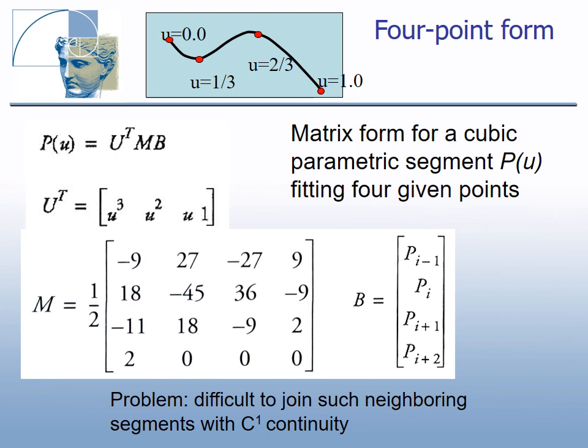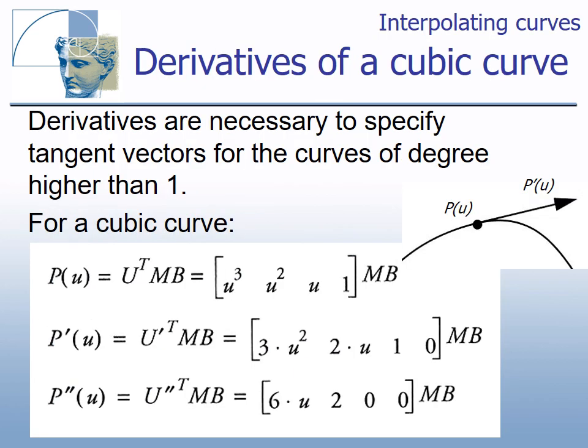The main problem with the 4-point form is that it is difficult to join such neighboring segments smoothly with C1 continuity, which means continuous derivatives. The reason is that points or endpoint derivatives of the neighbor segments are not taken into account. Derivatives are necessary to specify tangent vectors for the curves of degree higher than 1. Tangent vectors at the endpoints of curve segments can be used to provide C1 continuity.